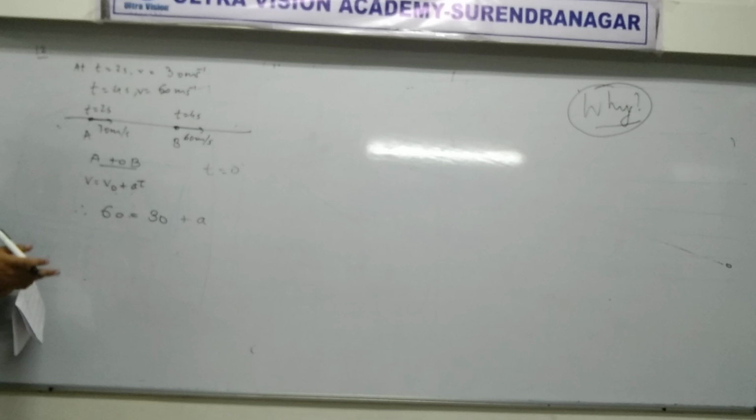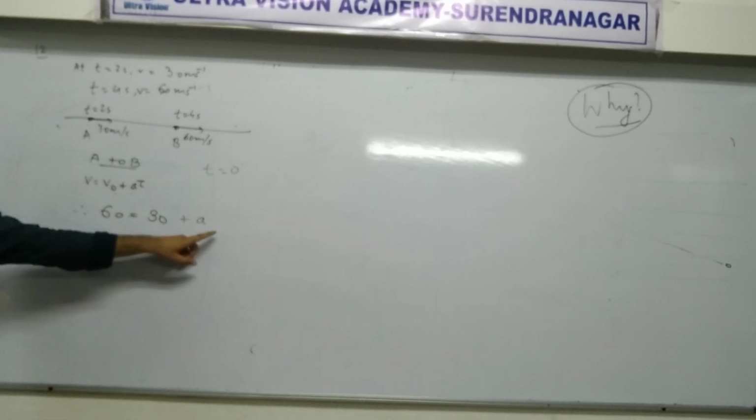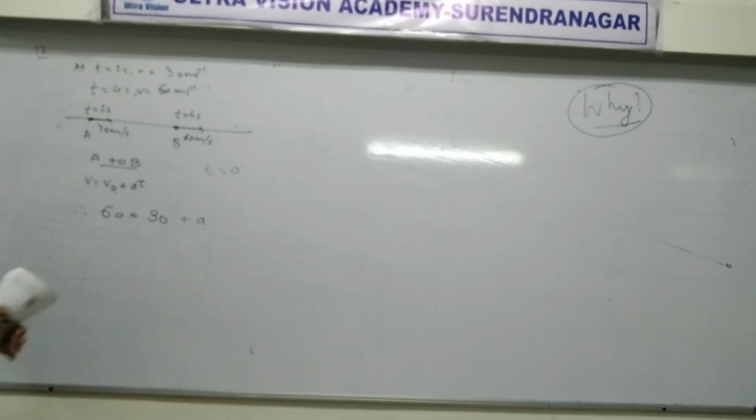Acceleration. Wait, who said 0? T is 0, 2 seconds. Who said 2? Raise your hand clearly. Final is 4 seconds and initial is 2 seconds. So minus. The initial time is 2, that's why 2. Delta T equals. Yes, very good.